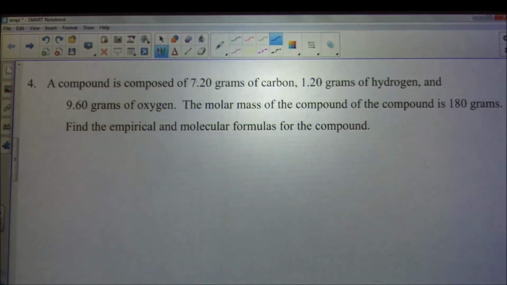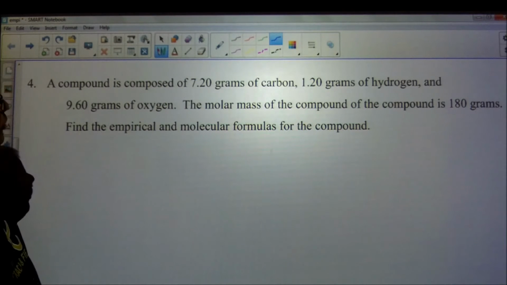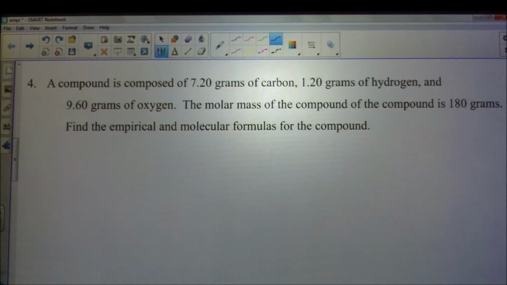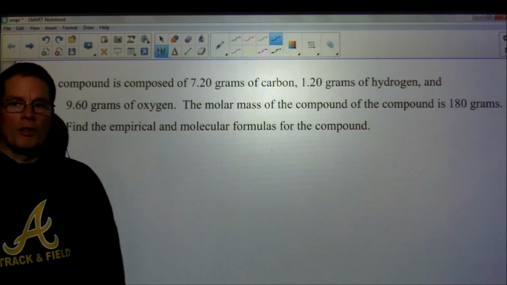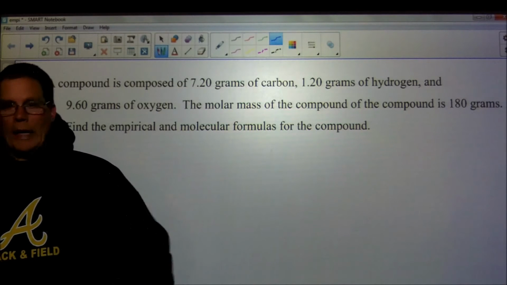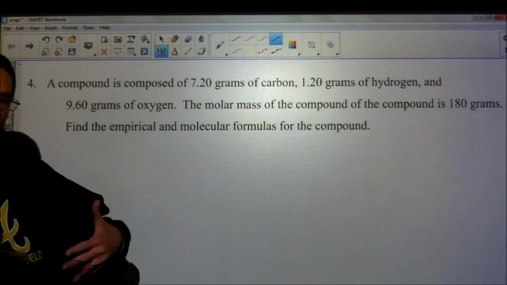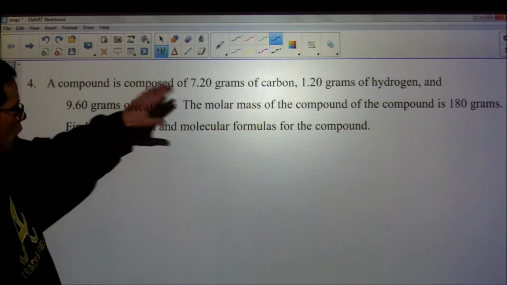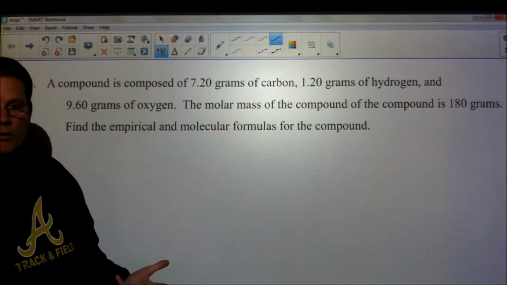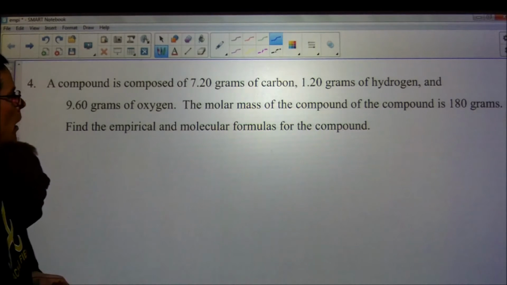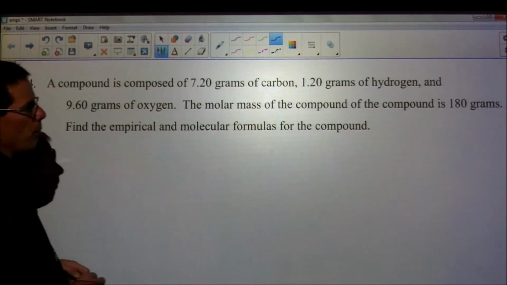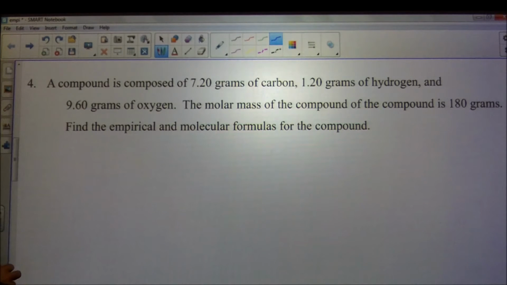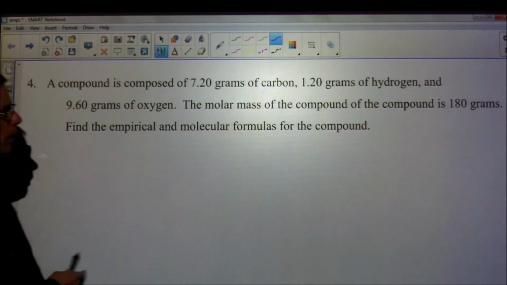Number 4 says a compound is composed of 7.2 grams of carbon, 1.2 grams of hydrogen, and 9.6 grams of oxygen. Whenever they list elements, keep them in that same order. Don't get creative and put hydrogen first. If it goes carbon, hydrogen, oxygen, that's what your formula should look like. Continuing on, the molar mass of the compound is 180 grams. Find the empirical and molecular formulas for this compound.